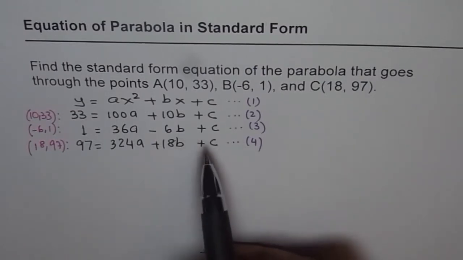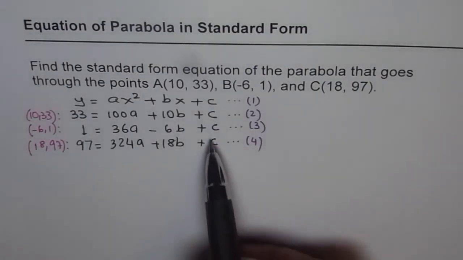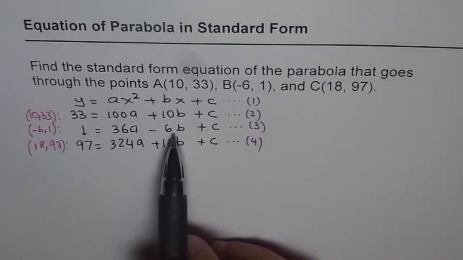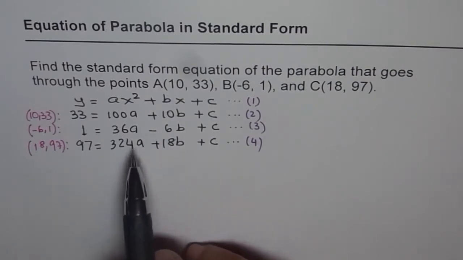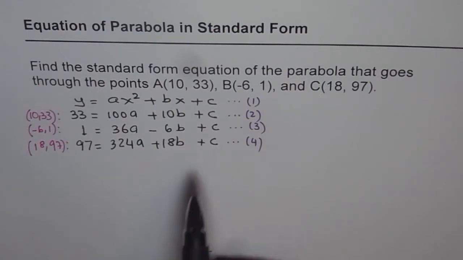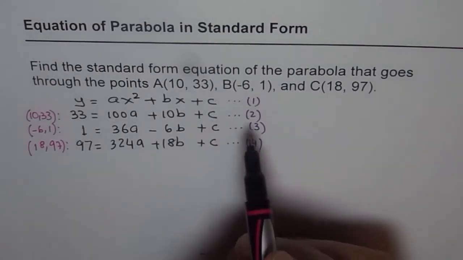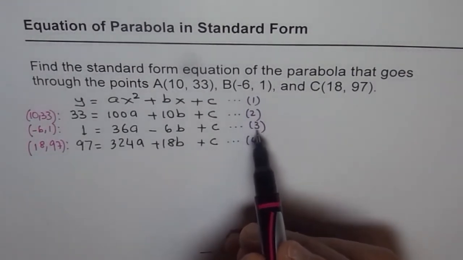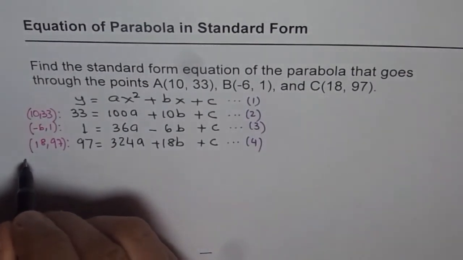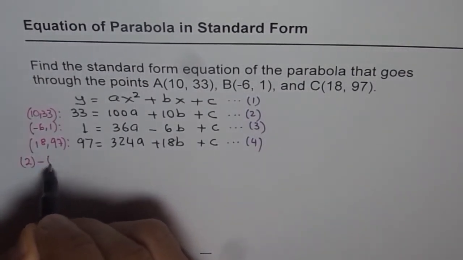Now we'll use these equations to eliminate unknowns one by one till we get just one of them. And finding its value, we can substitute back and get all the variables. So that is the strategy. First thing is we can eliminate c. To eliminate c, we can do equation 2 minus equation 3.